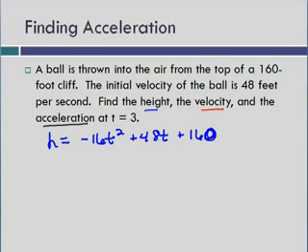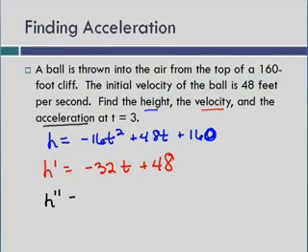All right, so I'm going to go now do the velocity. So the velocity is the change in the height. So I do the first derivative. So that first derivative is negative 32t plus 48. All right, and then I'm going to do the second derivative because the change in the velocity is the acceleration.